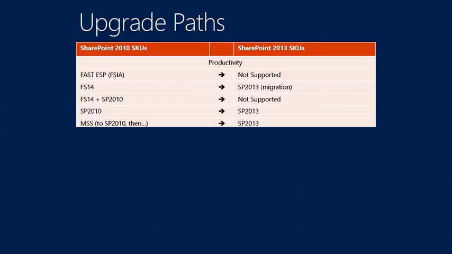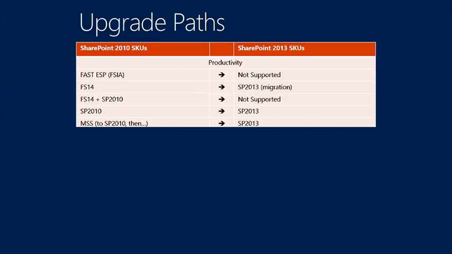So in terms of the upgrade paths, there's a number of approaches. These are the FAST approaches, if you like, for ESP, FS14, and FAST Search for SharePoint 14. Basically, you're in a bit of a sticky situation. If you're running pure FAST Search for SharePoint 14, we have an answer, which I'm going to talk about in a minute. But generally, you're looking at trying to get to SharePoint 2013 as quickly as you can. If you're running legacy legacy FAST, then you're in a bad place.